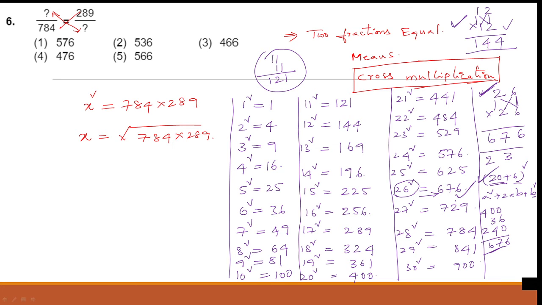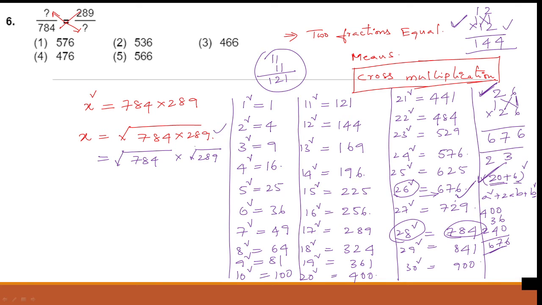We can apply any of these two methods, and you need to practice these methods. Then only will you be able to save time in the examination. Now comes to the question. What is 784? How to write 784? Here: 28 square means 784. Root 784 into root 289.